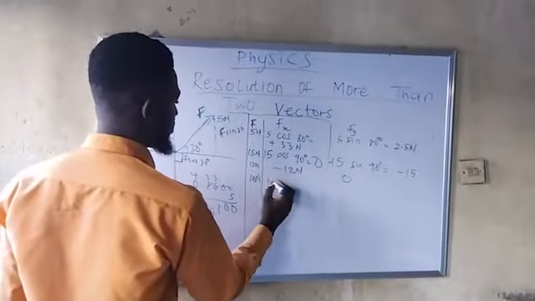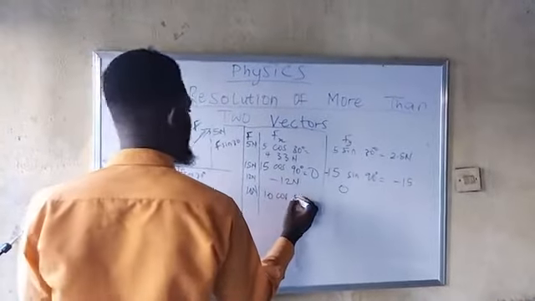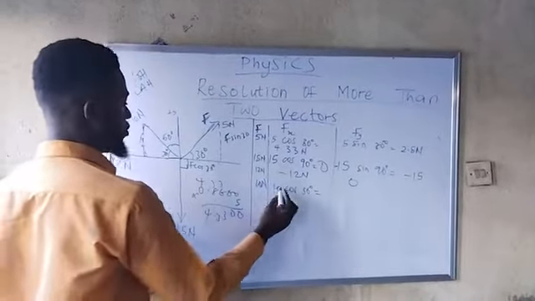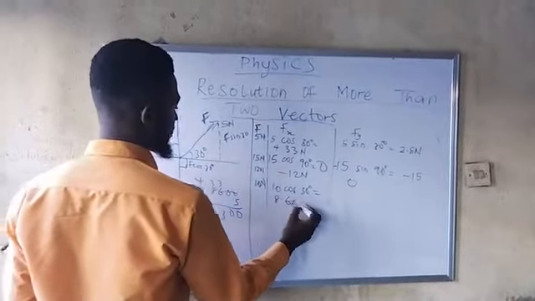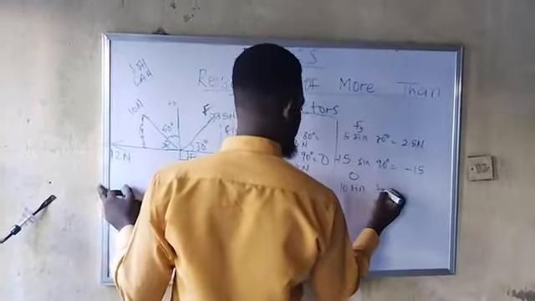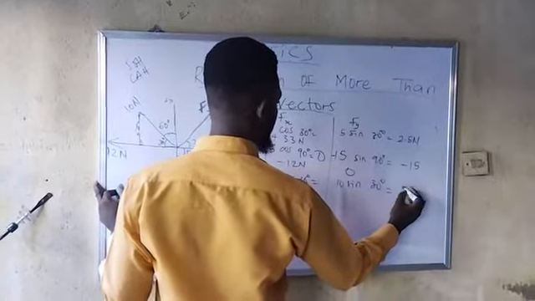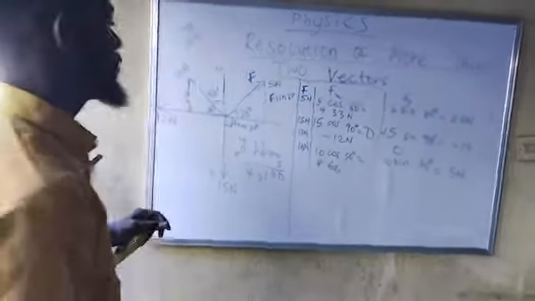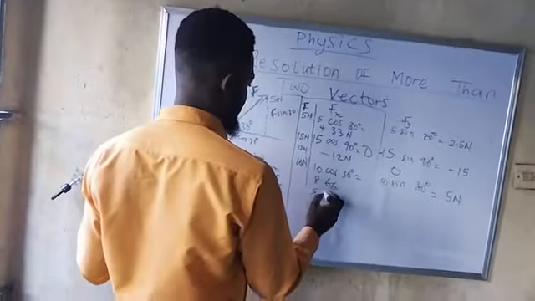We're going to be having 10 cos 30 degrees. 10 times cos 30 degrees is 10 times 0.866, so you have 8.66. And then you have 10 sine 30 degrees, which gives you 5 units, because sine 30 is 0.5. So now what we have to do is to get the summation of Fx.